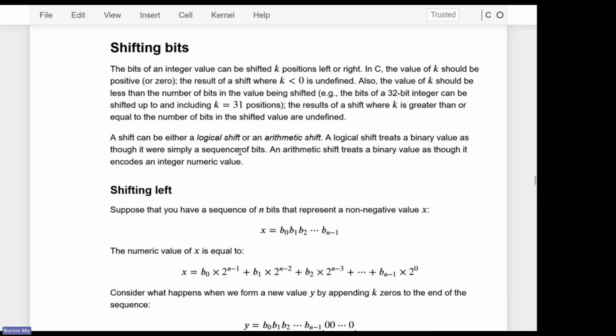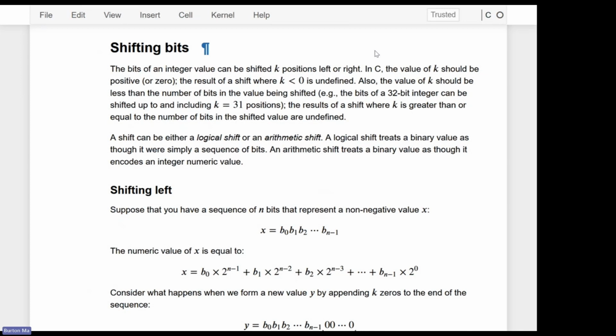All right, shifting bits. If you have a binary number, some pattern of zeros and ones, you can shift the entire pattern left and right using a bit shift operator. You can normally shift by some arbitrary number of bits. So given an integer value, you can shift the bits k positions to the left or the right. In C, that value of k should be zero or positive. It shouldn't be negative.